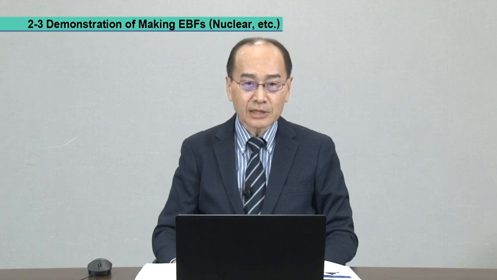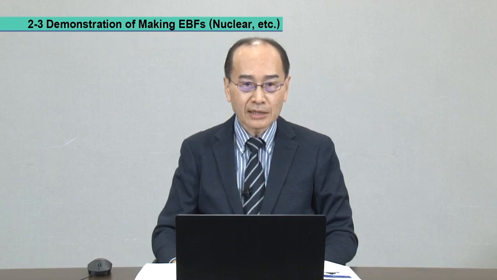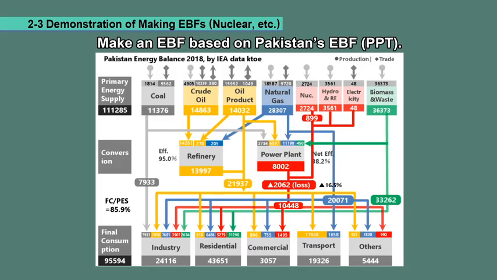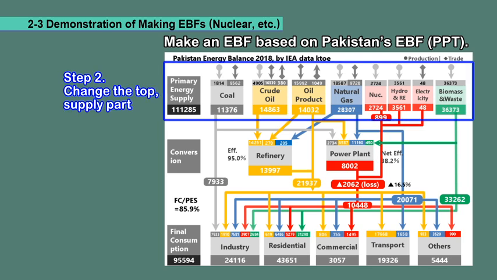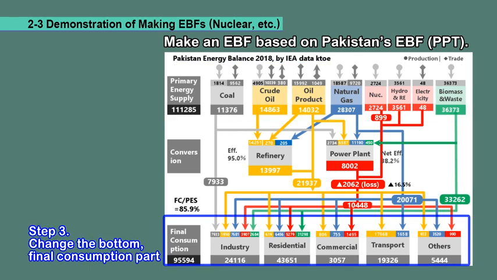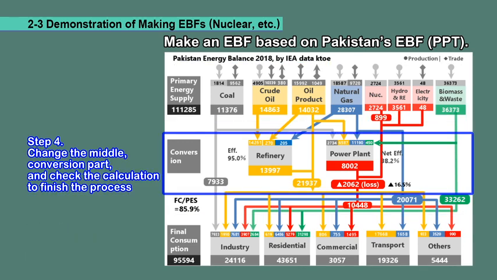Now, we'll move on to a demonstration of how to make EBFs when including nuclear and on-site power generation and others. We will use Pakistan as the template and change it for India. Change the country name. Change the supply part at the top. Next, change the bottom part. Then, change the middle part and check the calculation to complete the process.